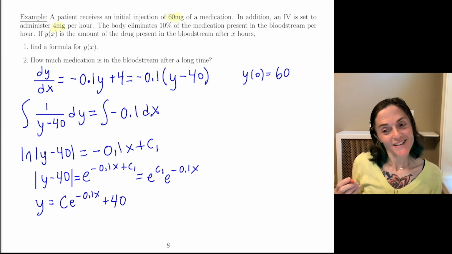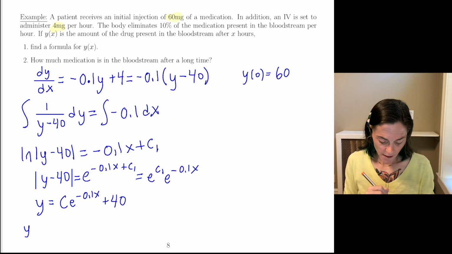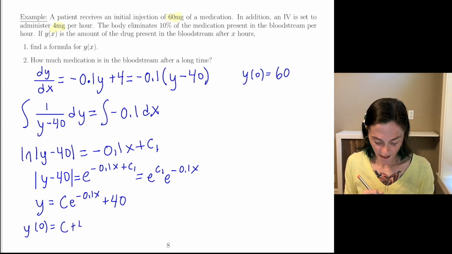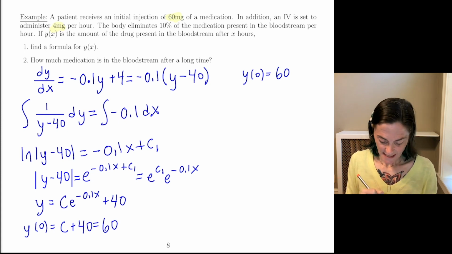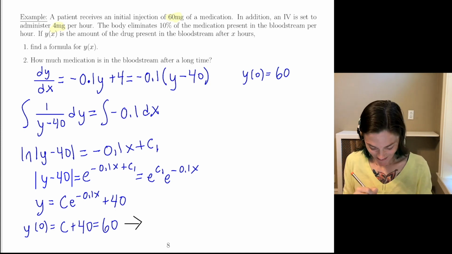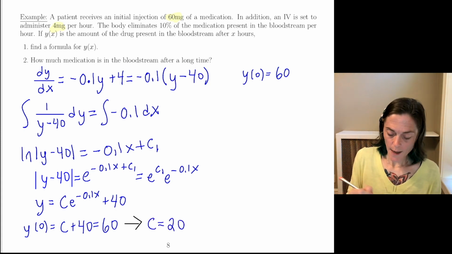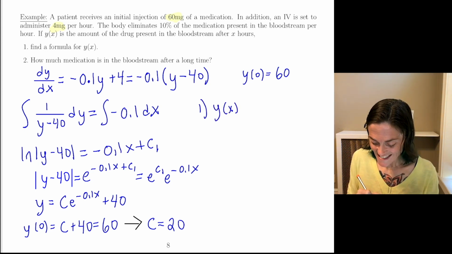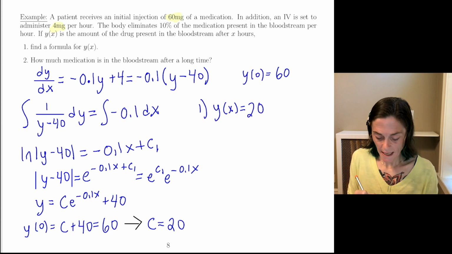Now I can use my initial condition. So y of 0 is c, e to the 0 is 1 plus 40. This is supposed to equal 60. So I get that my constant is 20. Now I'm ready for number 1. We have our final answer. Y of x equals 20 e to the minus 0.1x plus 40.